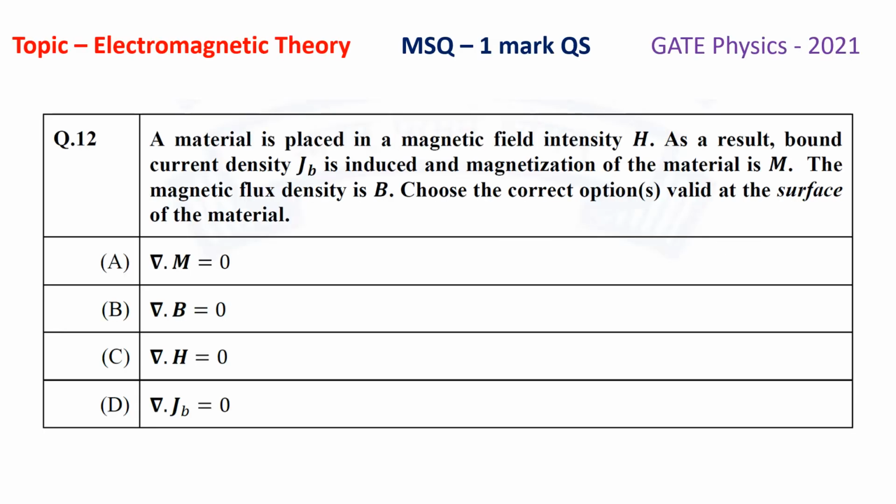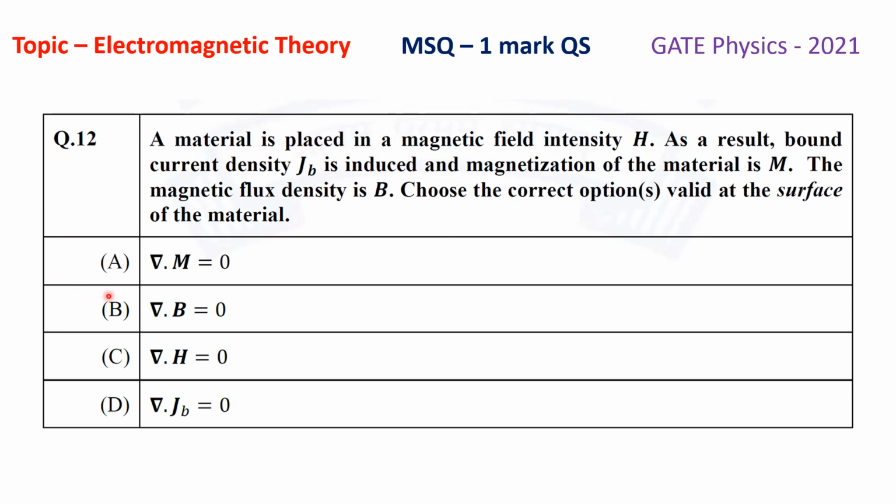This question was asked from the GATE Physics paper 2021. This is a multiple select question of 1 mark, and this question was asked from the topic electromagnetic theory. The question is, a material is placed in a magnetic field intensity capital H. As a result, bound current density Jb is induced and magnetization of the material is capital M. The magnetic flux density is capital B. Choose the correct options valid at the surface of the material.